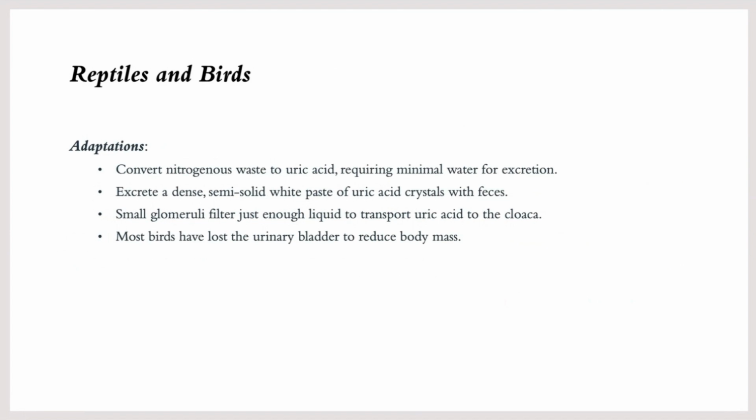So they're doing anything and everything that they can to minimize the amount of water that they're going to lose. And one of those things is to convert their ammonia into uric acid, which needs less water for them to pass it out. They also excrete a dense semi-solid white paste of uric acid crystals with their feces, which again helps them retain their water. Okay, and they have small glomeruli filters which use just enough liquid to transport this uric acid to the cloaca, which is their anus region.